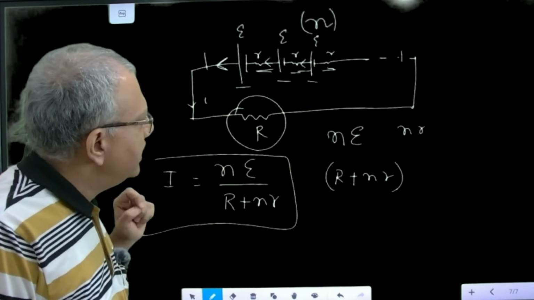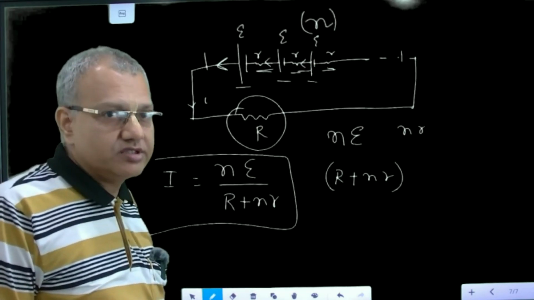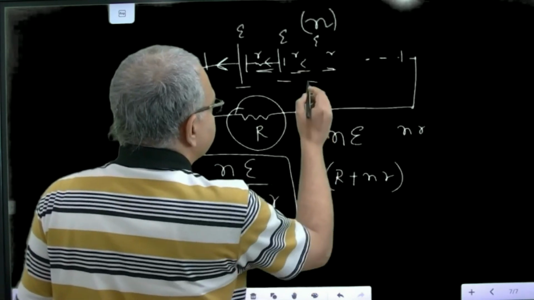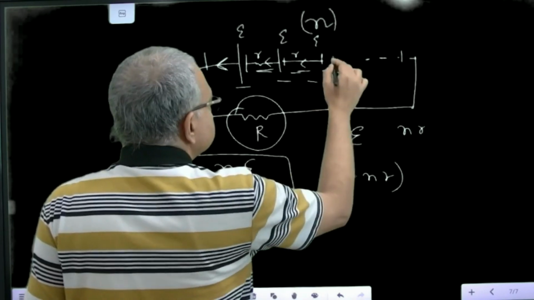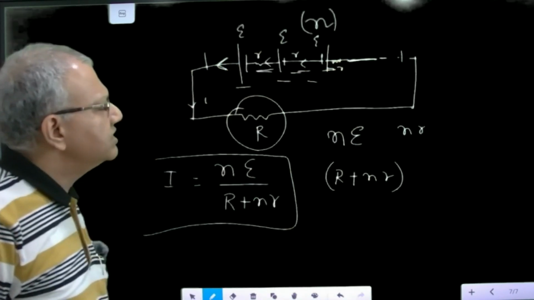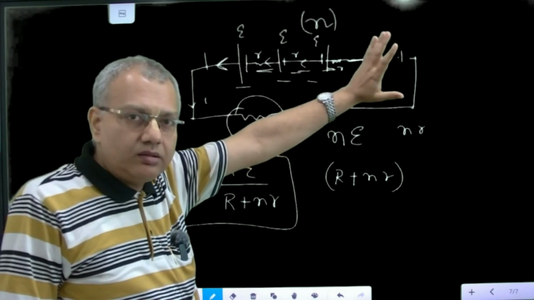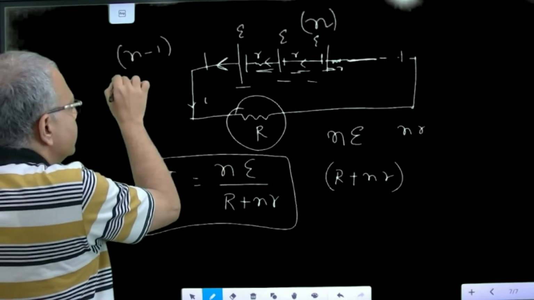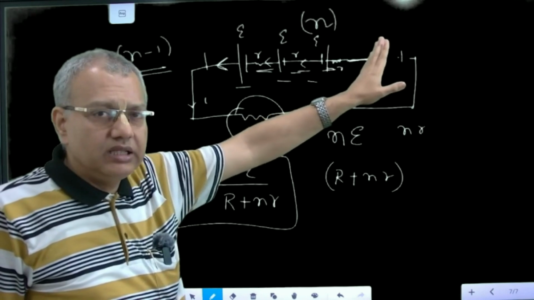Now you can see, I'm going to connect one of the cells in the reverse direction. What is happening? I'm going to connect one cell reversely. So of the total number of cells, n minus 1 cells try to flow the current in one direction, and one cell tries to flow the current in the opposite direction.